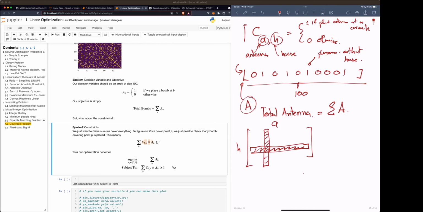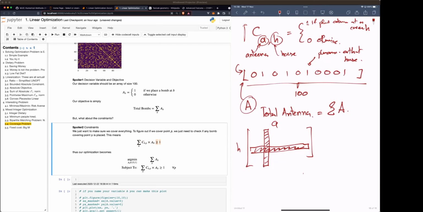If the coverage matrix says 1, if you place the bomb at B and bomb at B covers house at P, then you know that this is going to become 1. And if you sum over every bomb, the number that you calculated over here is how many antennas cover your house. Everyone get this? And you want to make sure that every house has more than or equal to one antenna covering it. And that's all you constrain.